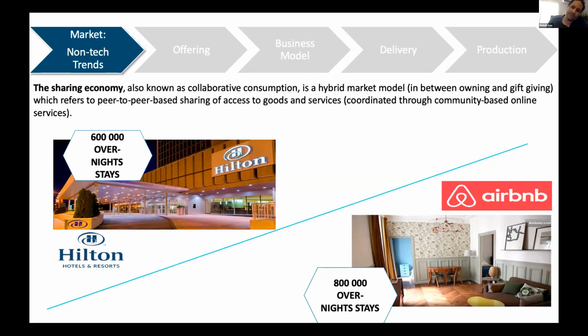Yes, Airbnb will take a certain percentage of this transaction, but most of the money, 80% of it, will actually go to the person who owns or who is offering this apartment for rent. This is called the sharing economy.